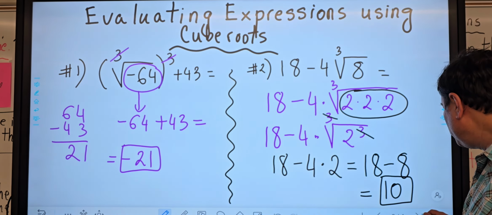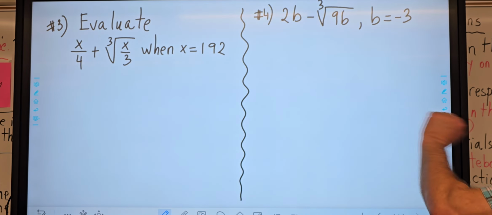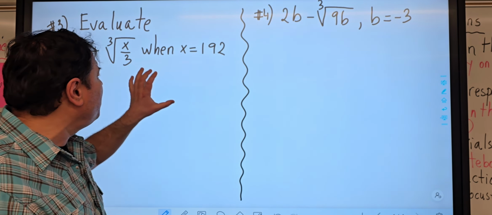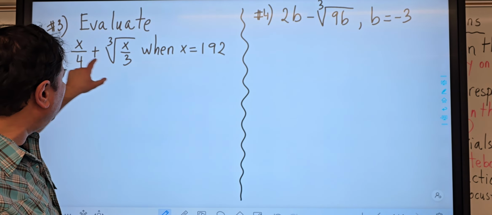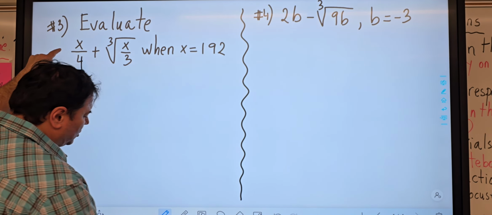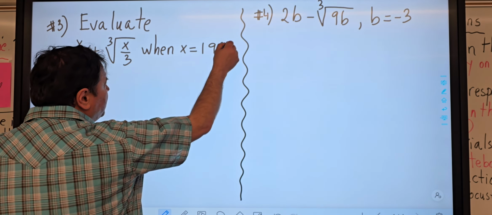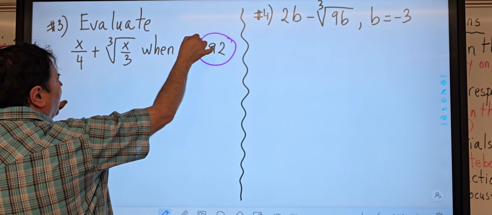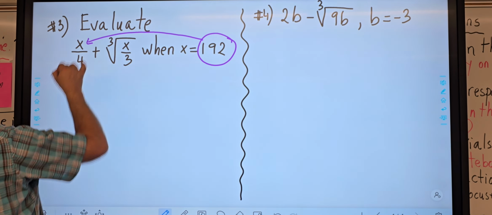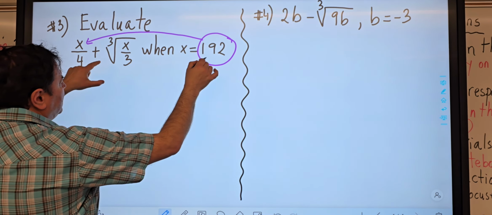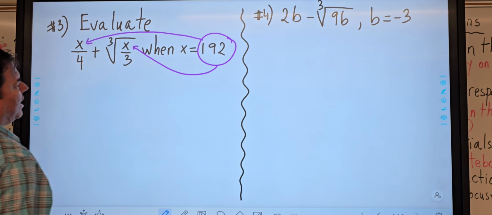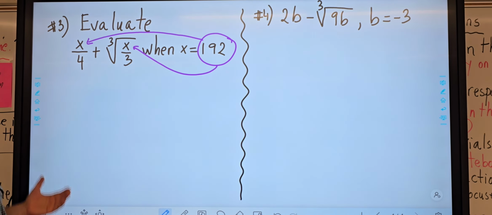Let's take a look at 2 more examples. Let's take a look at this example here. We need to evaluate, but now they are giving us a value for the x. So now instead of x, we are going to substitute with the value given in the problem. Okay, so let's replace x with 192. And also let's replace x with 192 inside of the cube root right there. And let's see what we get.